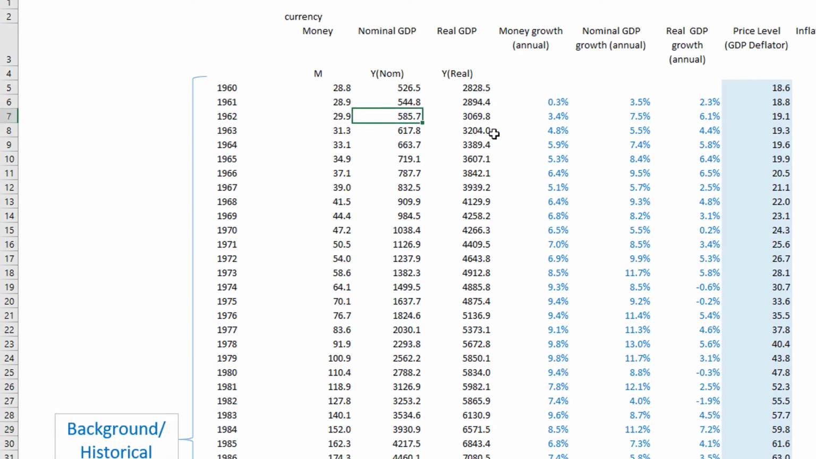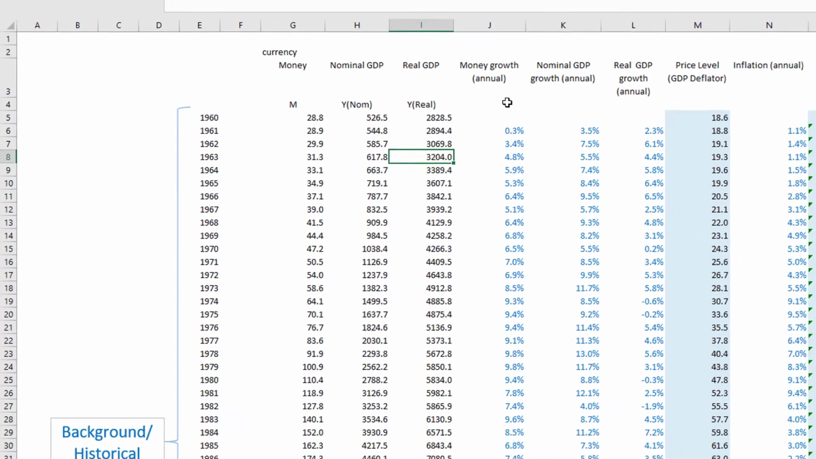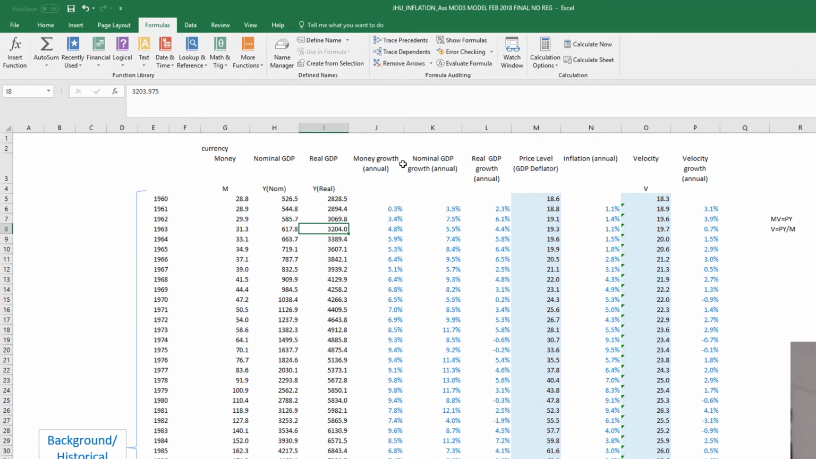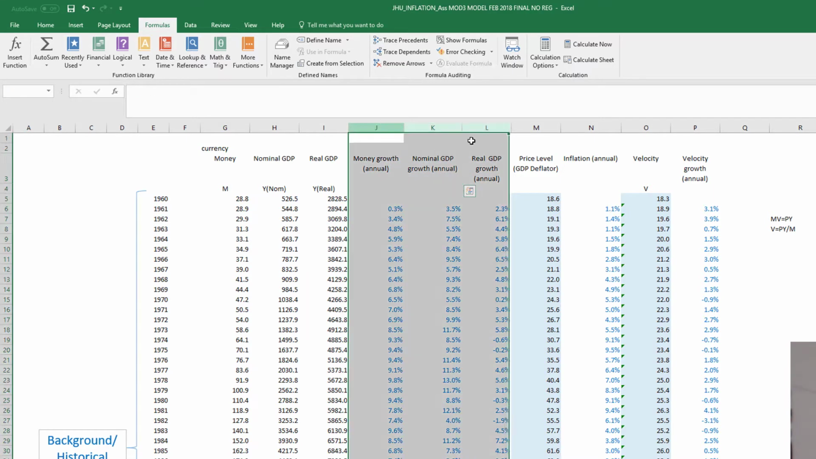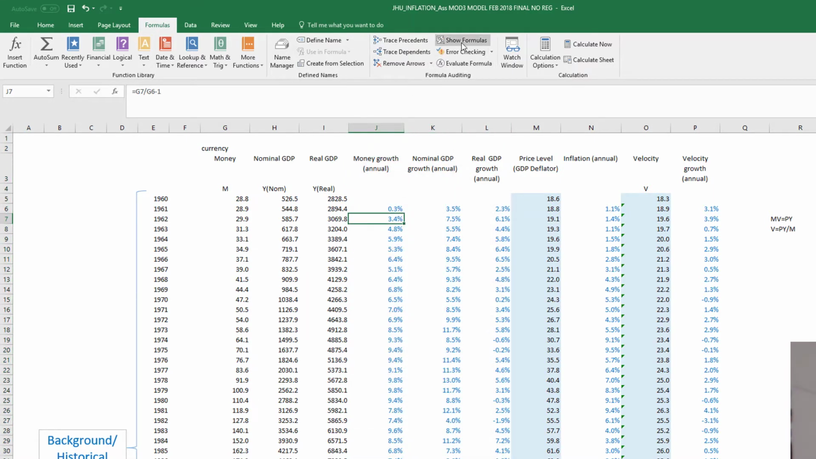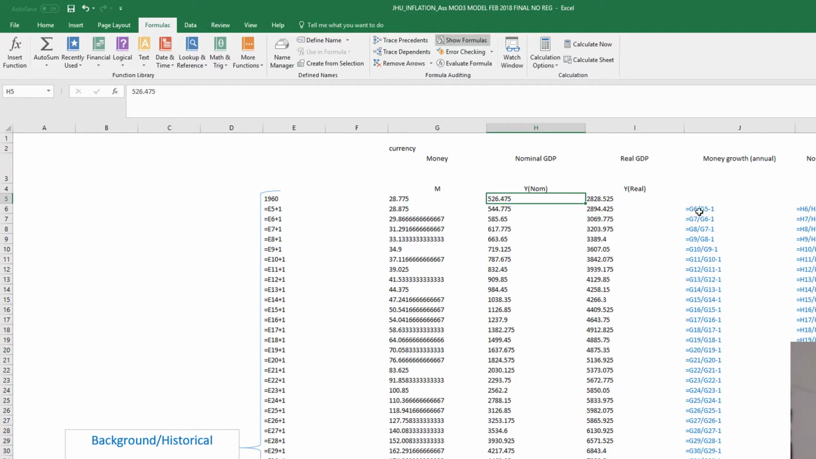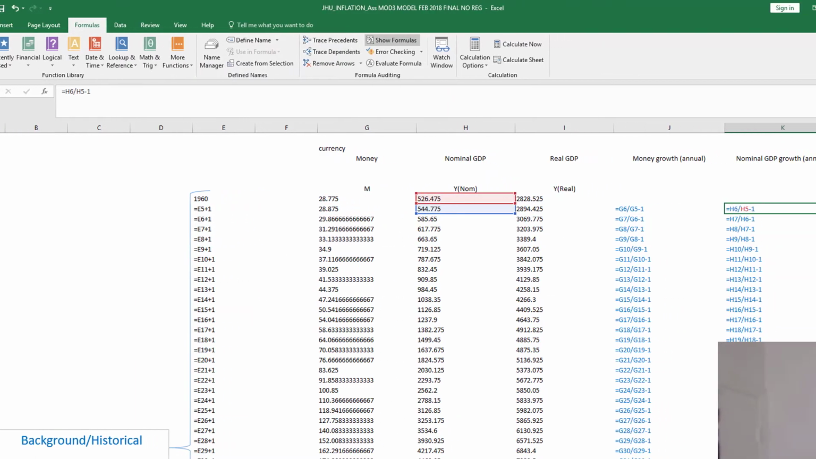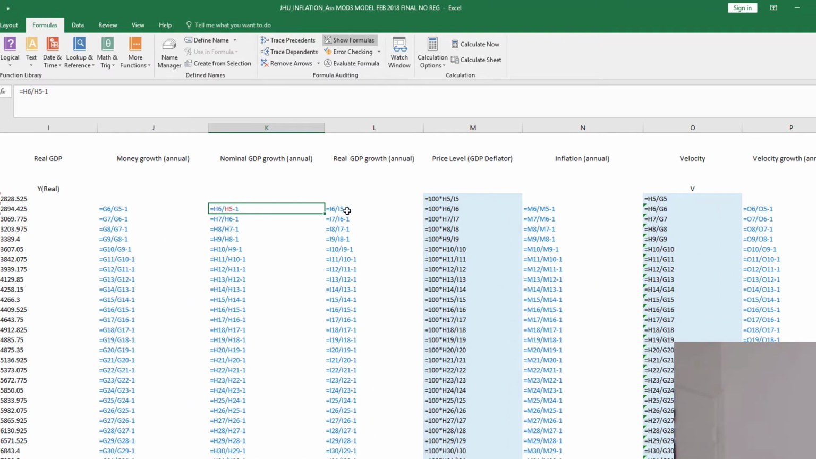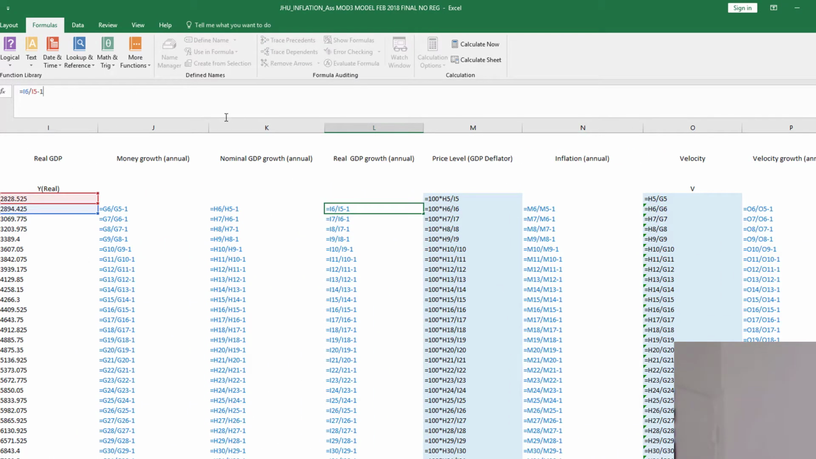So we'll be giving you this data, and your first task is going to be to calculate growth rates. The first three variables are just growth rates, and if we go to show formulas here, you can see that all we're doing is taking the growth rate of G over here, that's this over that minus 1, the same thing for nominal GDP growth, and then the same thing for real GDP growth. There you go. That shows you very clearly.